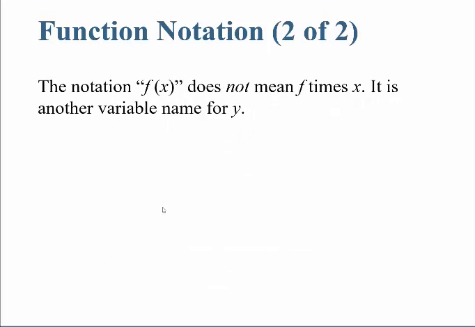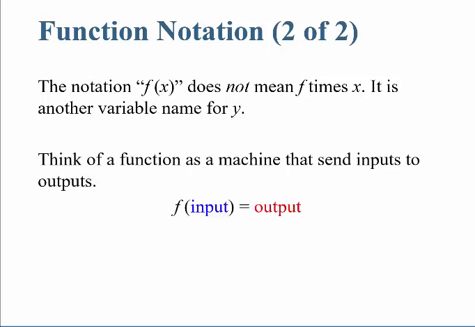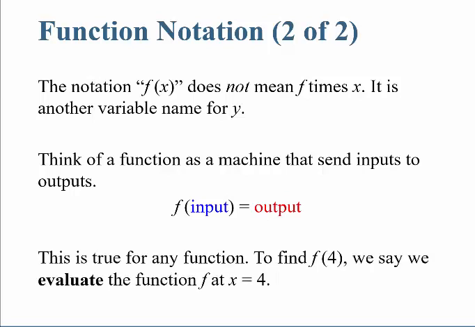Okay, the notation f of x does not mean, this is important, f times x, all right? It's just another variable name for y. Think of a function as a machine that takes inputs. So I'm inputting in for x, and it gives you the output. If I tell you what x is, it's going to tell me what the value of y is. It's just like a machine that cranks numbers through. Okay, this is true for any function.